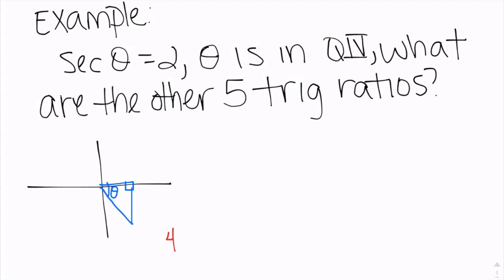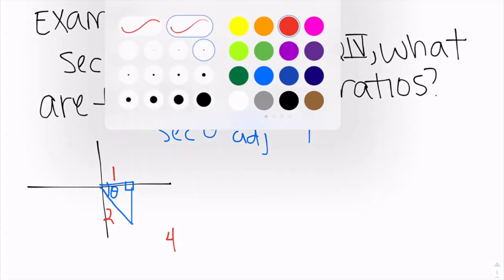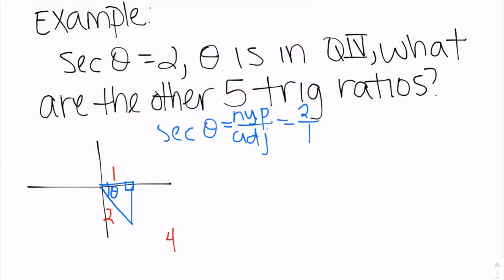And so what we want to do is we want to think about how secant of theta is going to be equal to the hypotenuse over the adjacent side because it's the reciprocal of cosine. And so if it's equal to 2 over 1, then the hypotenuse would be 2. And the adjacent side would be 1. And so step 1 is going to be solve for the missing side of your triangle using Pythagorean theorem.